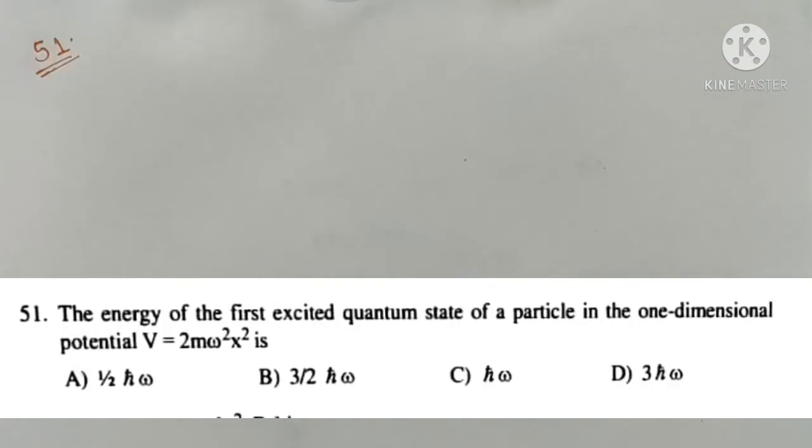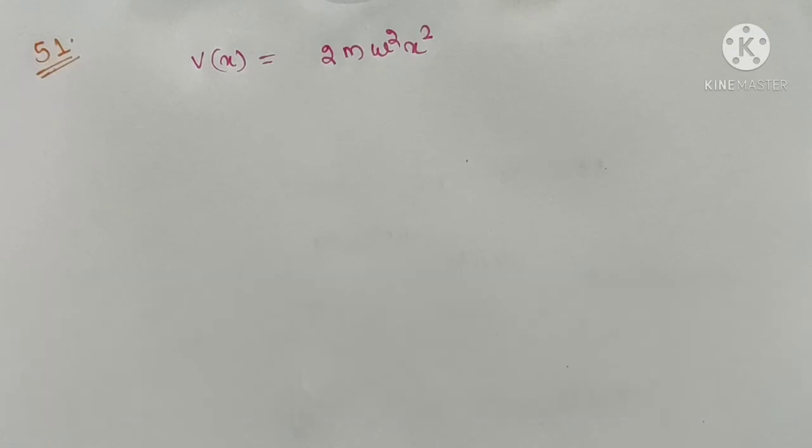Question number 51. The energy of the first excited quantum state of a particle in the one-dimensional potential, that is V equal to 2m omega square x square, is. The one-dimensional potential is given. We have to find the energy of the first excited quantum state of the particle in this potential.